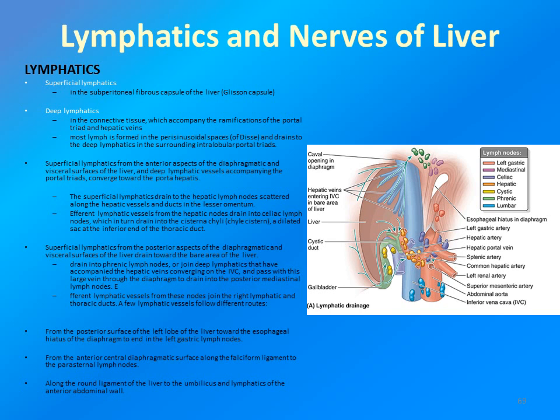Superficial lymphatics from the posterior aspects of the diaphragm and visceral surfaces of the liver also drain into the bare area of the liver. From the posterior surface of the left lobe, the liver drains toward the esophageal hiatus of the diaphragm to end in the left gastric lymph nodes. Also, the anterior central diaphragmatic surface along the falciform ligament drains into parasternal nodes. Finally, along the round ligament of the liver, drainage goes to the umbilicus and the lymphatics of the anterior abdominal wall.